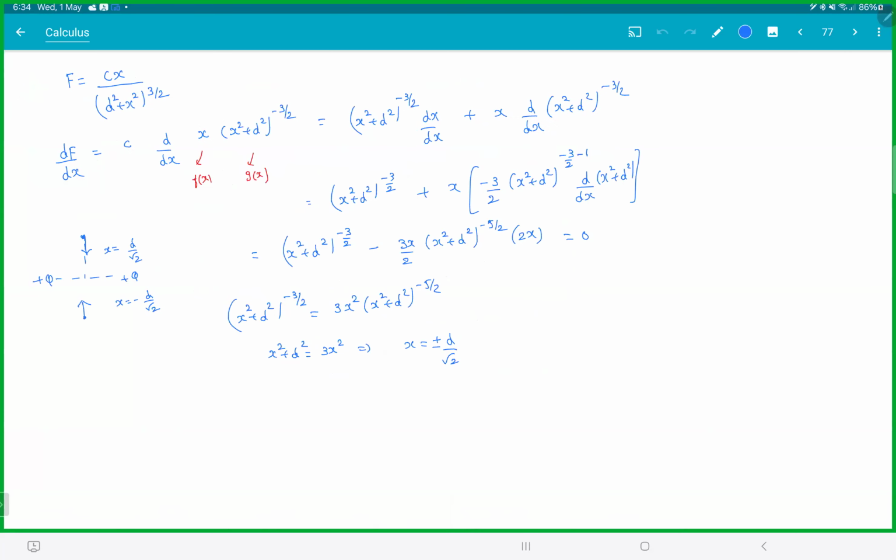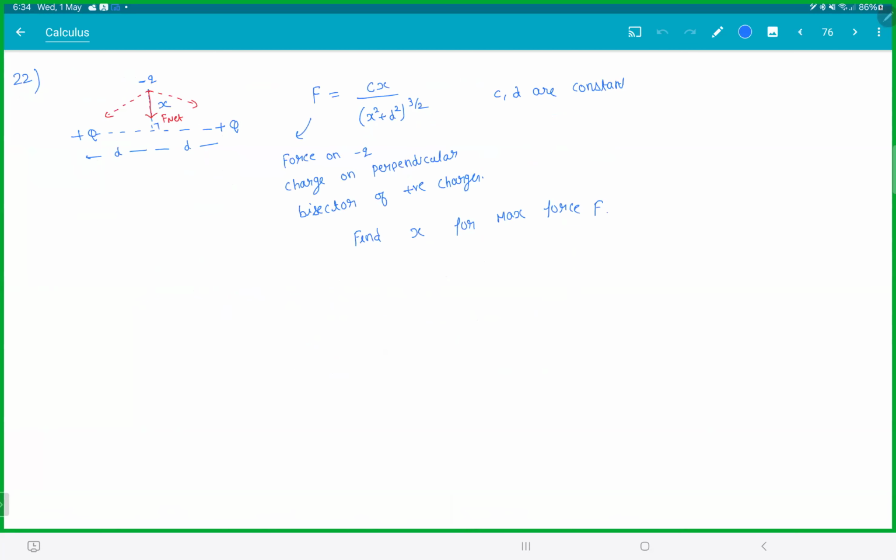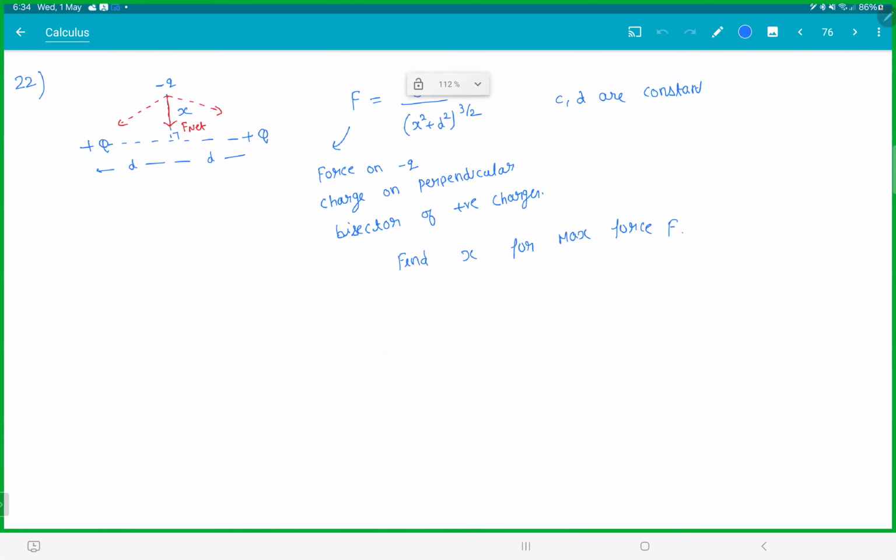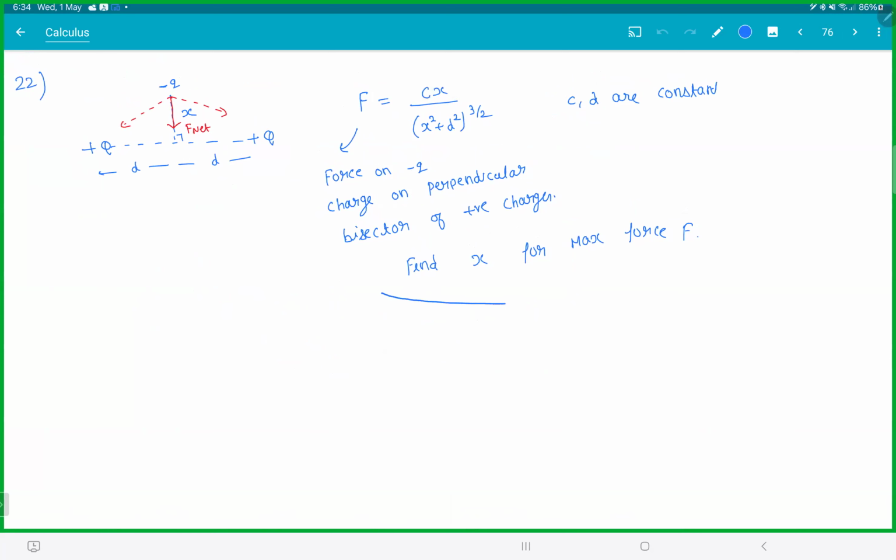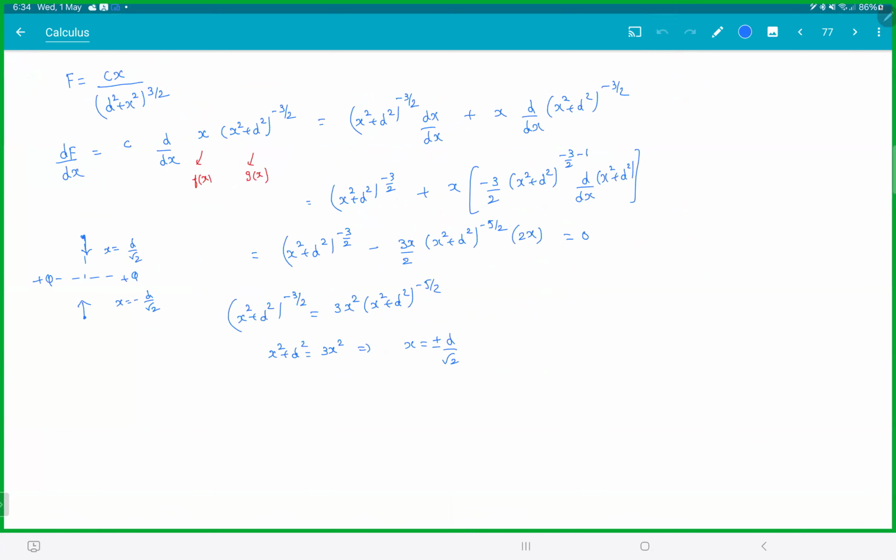See, I told you also, you will get a function like this. The question was: I said there'll be two charges like this, there'll be a force like this. The question was the same: find x for the maximum value of force. That is what you say now. And then we differentiated this, and we got d by root 2.